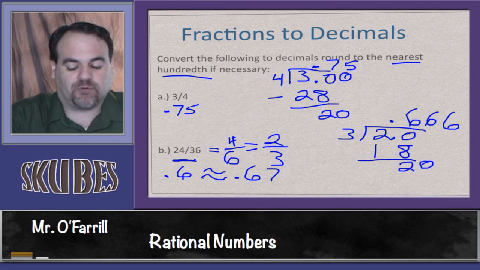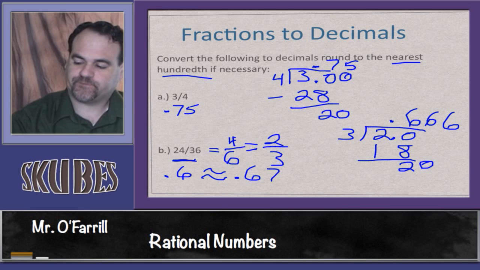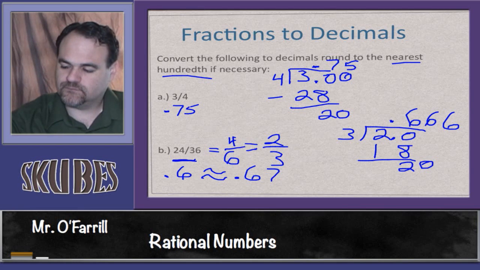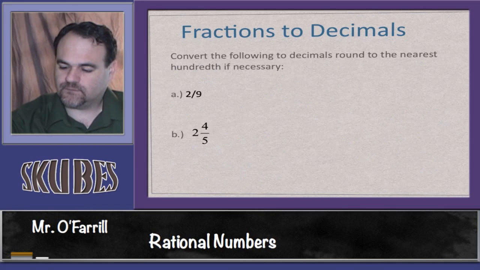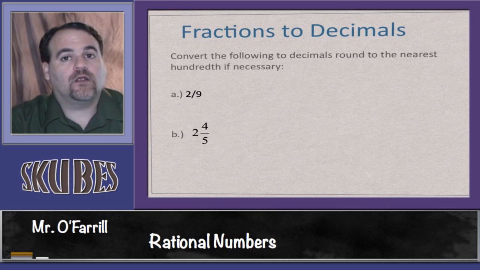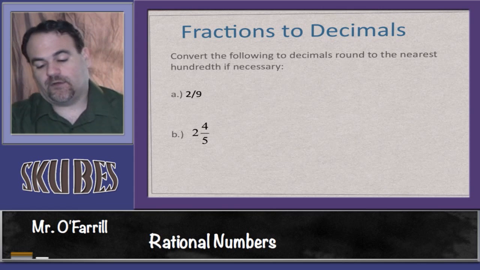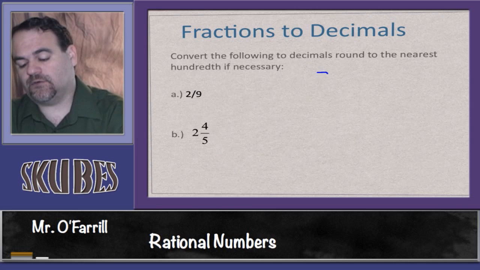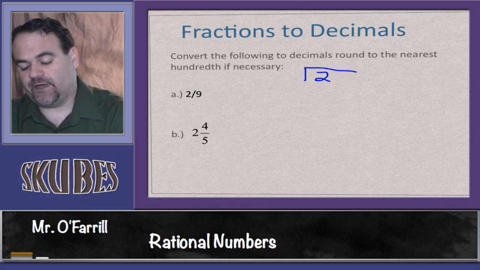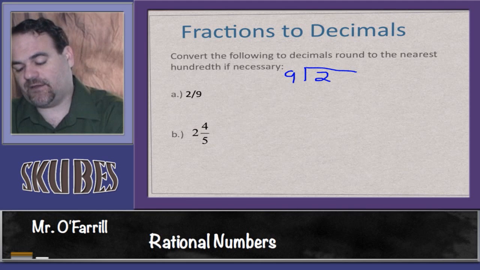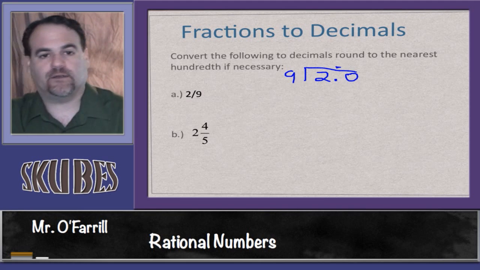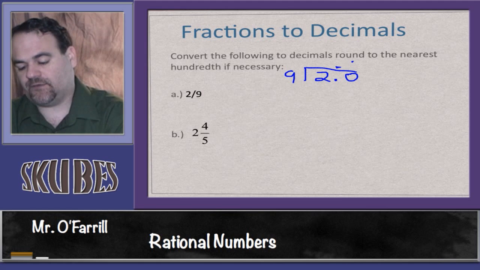0.67 is approximately what we're looking at there. All right, how about a few more fractions into decimals? We'll do 2/9. We're going to do the number 2 divided by 9. Well, we can't put 9 into 2, but we can put it into 20. It goes in twice.